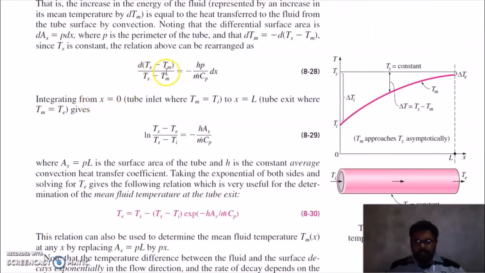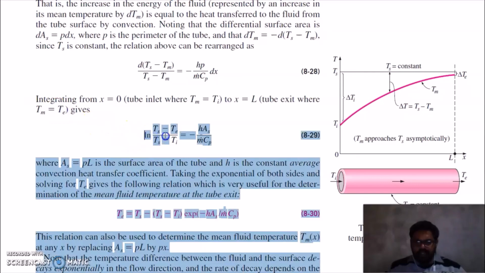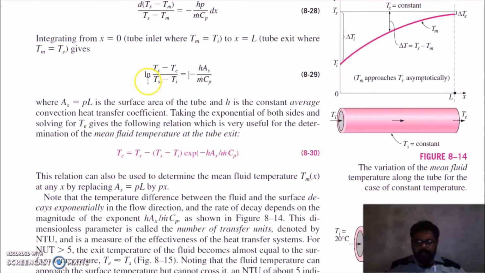Integrating this equation from x is equal to 0, which is tube inlet, and at tube inlet your Tm is equal to Ti, to x is equal to L, which is your tube exit. At this position Tm is equal to Te. You will get this equation here. Take the log on this side, you will get the relation in terms of exponential, and find Te. You will get this relation.